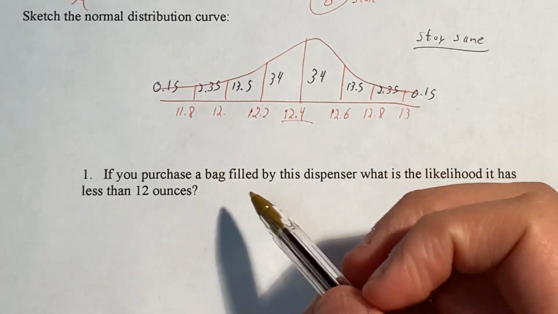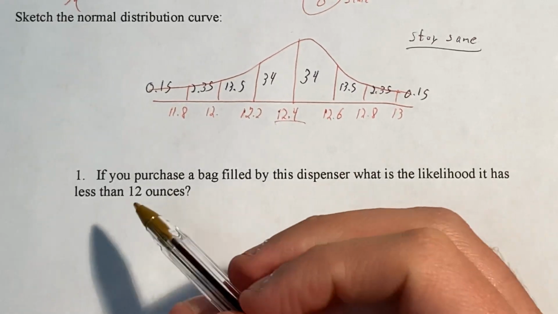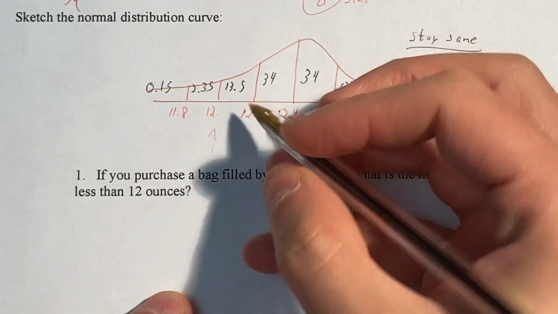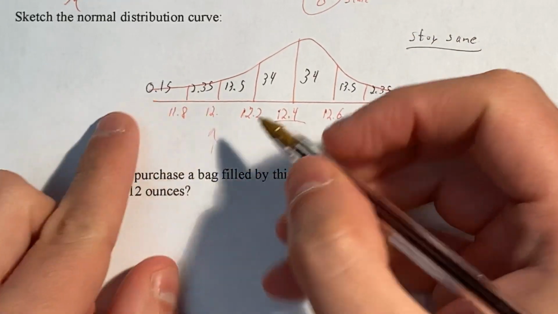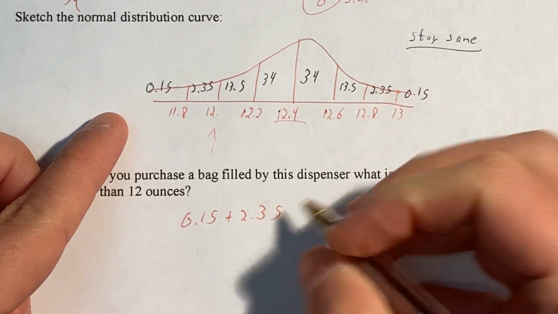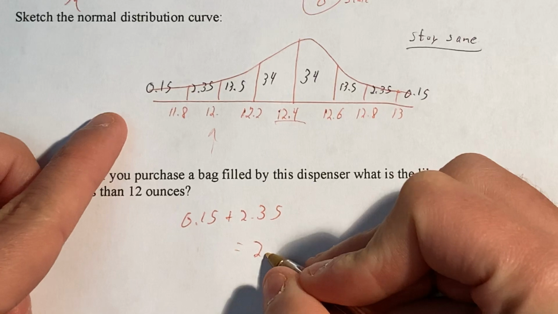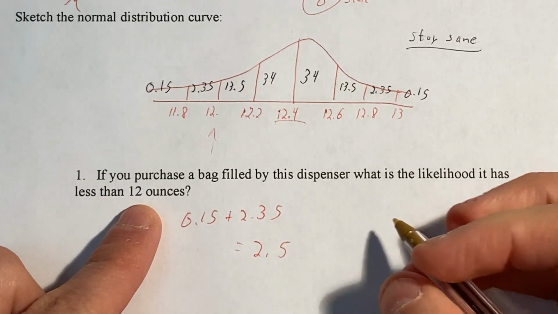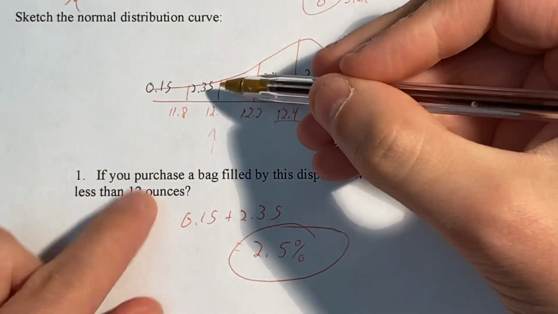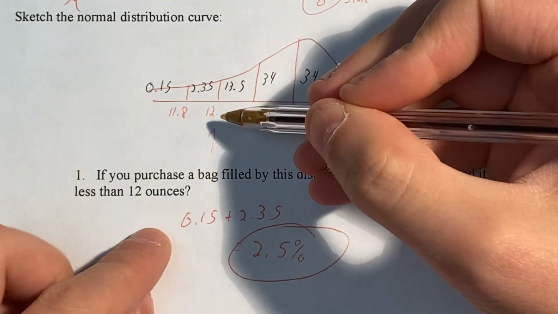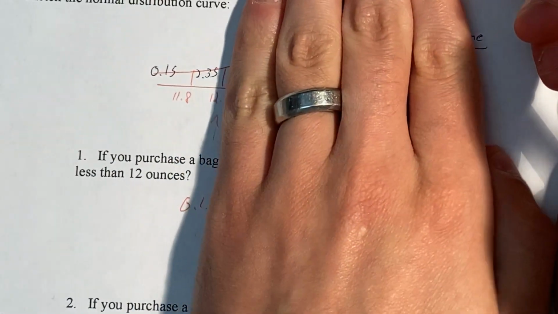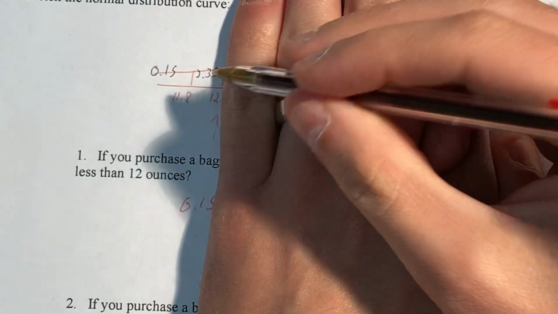It says, if you purchase a bag filled by the dispenser, what is the likelihood that it's less than 12 ounces? Well, 12 is right here, right? How much is less than 12? It's going to be that 0.15 plus the 2.35, which is exactly 2.5. And that's going to be a percent. So you just add up the part here. This is 12, then less than 12 is this part, and you just add up those numbers.